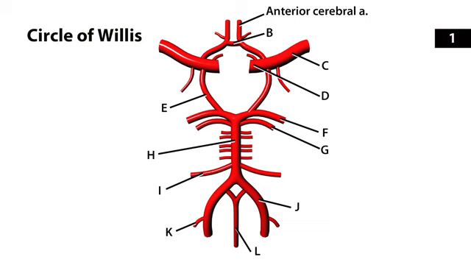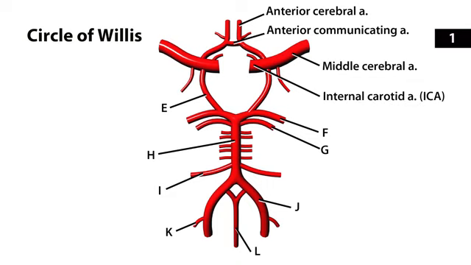That's going to be the anterior cerebral artery. Letter B is going to be the anterior communicating artery. C is the middle cerebral artery. D is the internal carotid artery. E is the posterior communicating artery. F is the posterior cerebral artery.